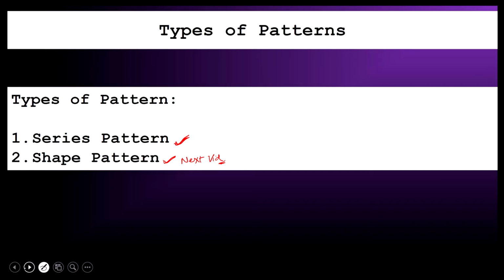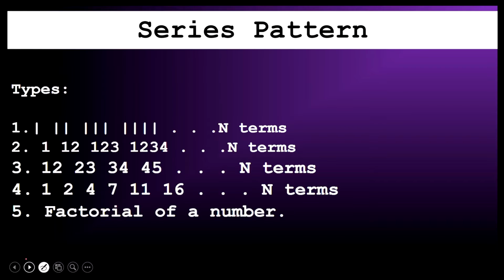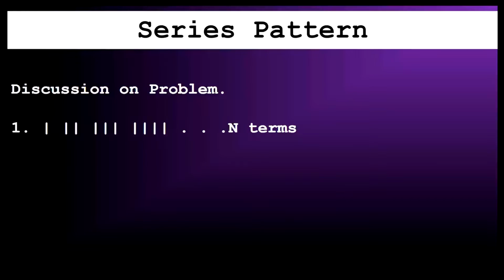So let's see what are the types of pattern we can print. There are different types of pattern which can be printed using the concept of looping, but I have considered only these 4 or 5 types of pattern to be printed in today's lecture. If any additional special type comes, it will come in separate videos. Okay, so let's see the first type, that is printing these vertical bars.